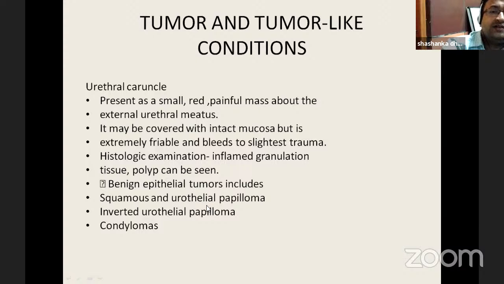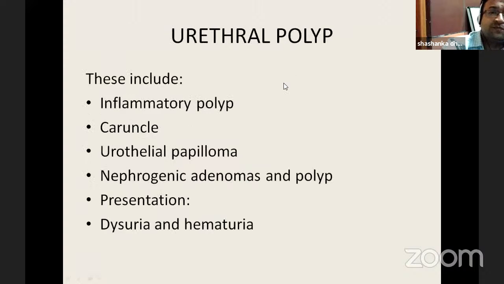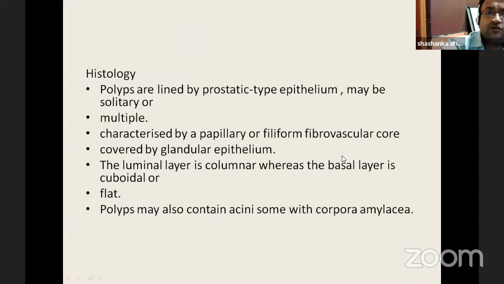Benign epithelial tumors include squamous and urothelial papillomas, inverted urothelial papillomas, and condylomas. A urethral polyp may include an inflammatory polyp, a caruncle, a urothelial papilloma, nephrogenic adenoma, and polyp, and they may present with dysuria and hematuria. So the names are enough at the undergraduate level, and these are quite rare. These are not really common.